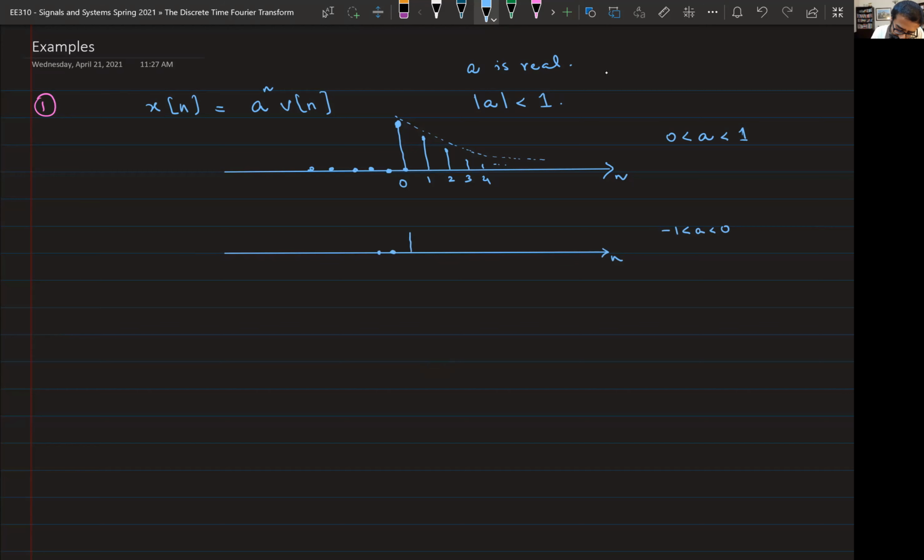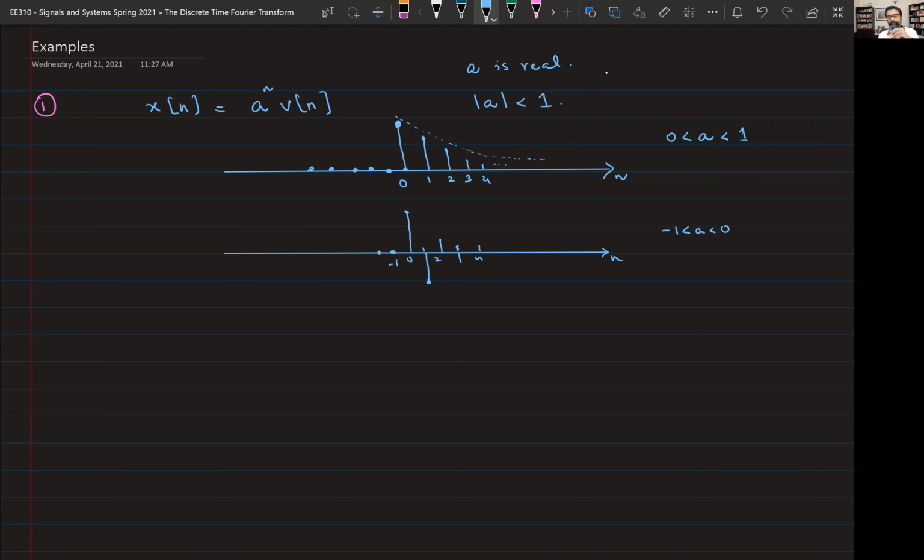Right, so it's going to be 0 here, and then minus, and then plus, and then minus, and then plus. It's going to be an alternating signal, right? So this is -1, this is 0, this is 1, 2, 3, 4. So this is an alternating signal. The absolute value for this, of course, does decay exponentially. The absolute value for both of them are the same, right?